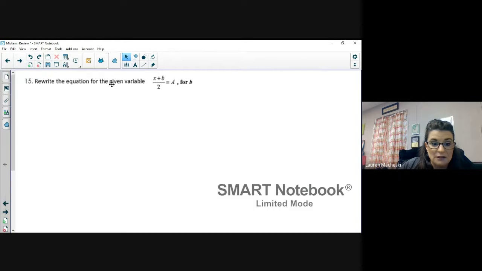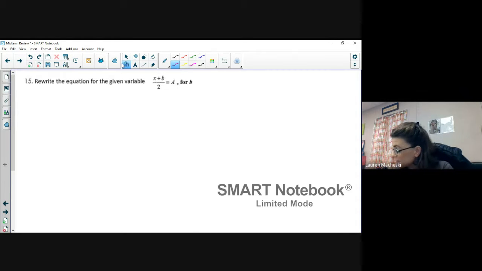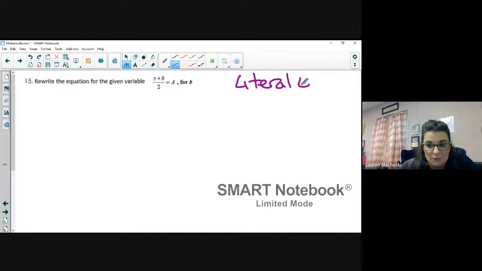All right, look at number 15. So number 15 looks to me like that is a literal equation. You have numerous variables there. Don't let these scare you. Just got to think about them a little bit. I want to solve for b.